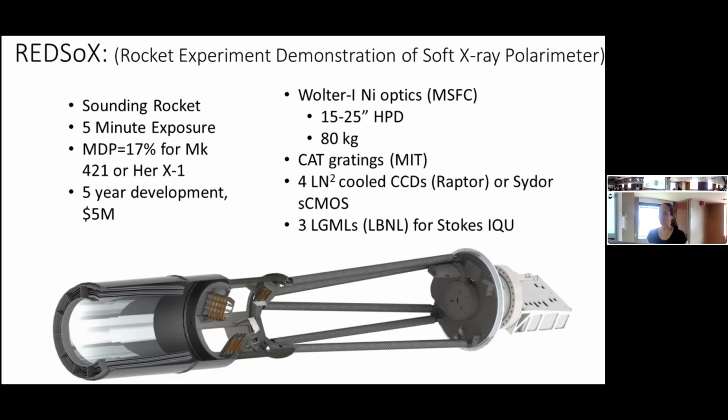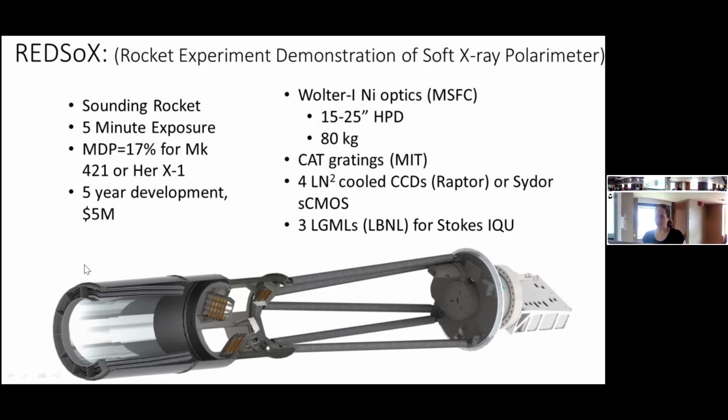We have about 5 years and $5 million to do this. So it's going to be a very small local effort, but should be a lot of fun. We're hoping to get a minimum detectable polarization of 17%. And at the moment, we're trying to decide between Markarian 421 or HEREX 1 as a target. So one's a blazar and the other is a neutron star binary system.